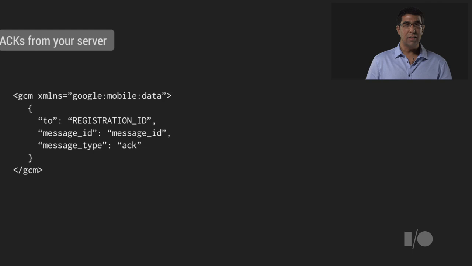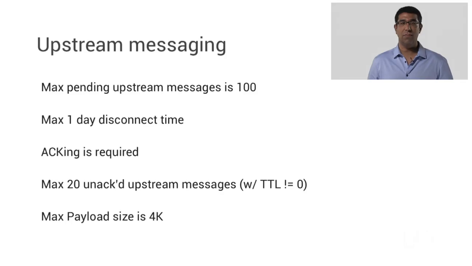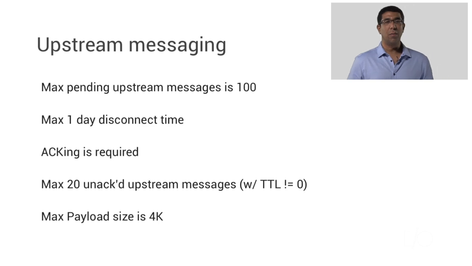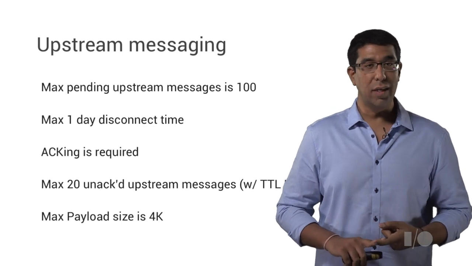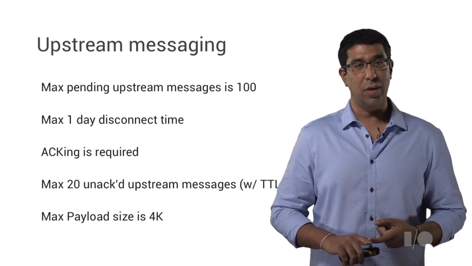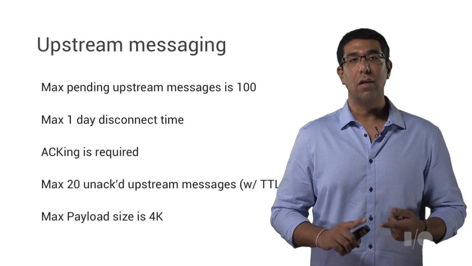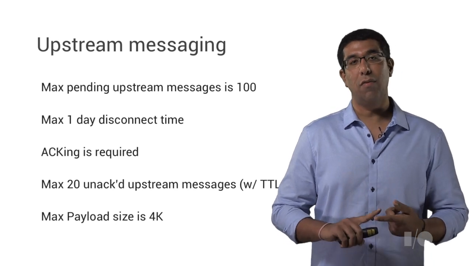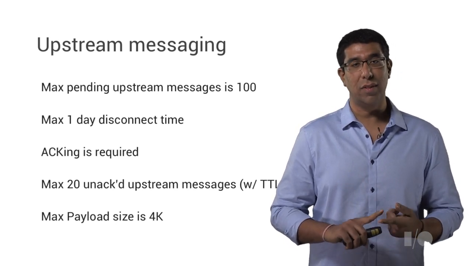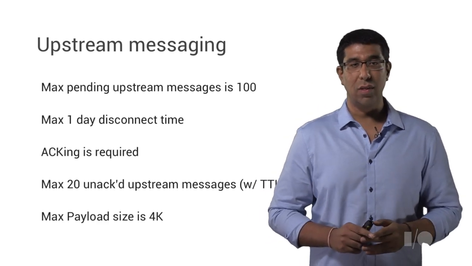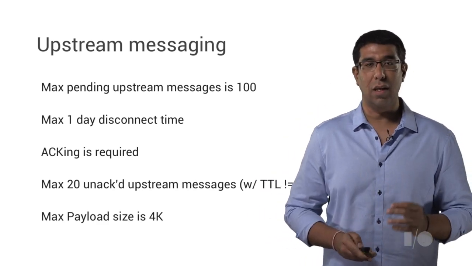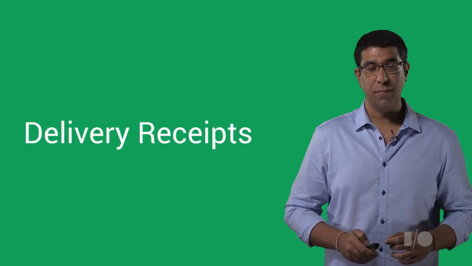Once again, since the response is asynchronous, message ID is used to identify the message. Here are some things to keep in mind when using upstream messaging. No more than 100 pending messages on a connection. We will delete your upstream messages if your server fails to connect for more than 24 hours. We will also allow a maximum of 20 unacked upstream messages from a single device, so acking is required. And similar to downstream messages, the maximum payload size allowed for upstream is 4K.